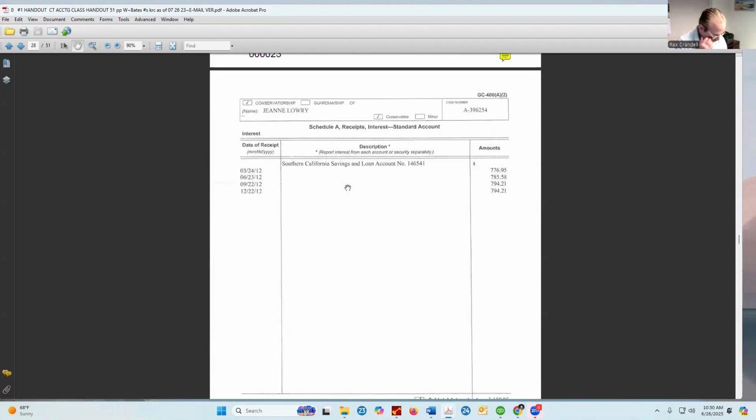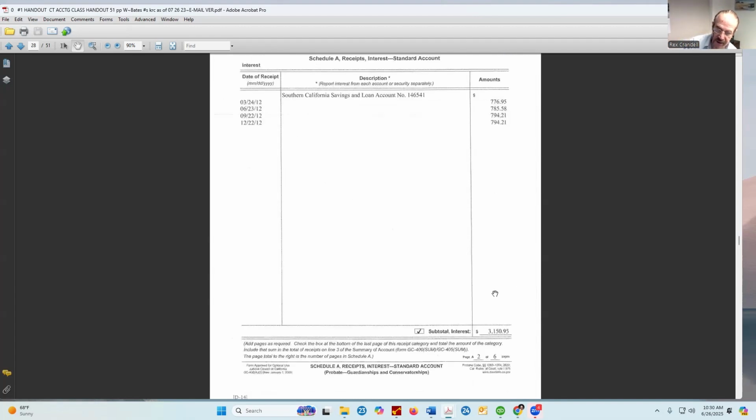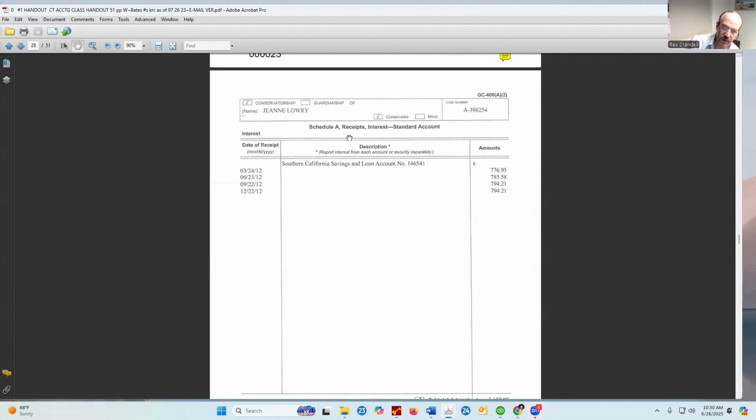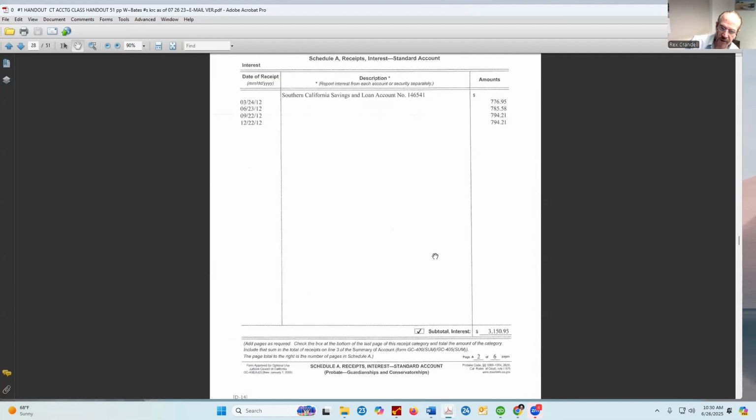The next page that we'll be on is interest income. List each of them, each transaction. The way the form is designed by Judicial Council is you don't carry over or accumulate your subtotals. You have each page, and then you've got page A2 of 6. And then every so often, when we get out of the A series, which is income, then we'll total them.